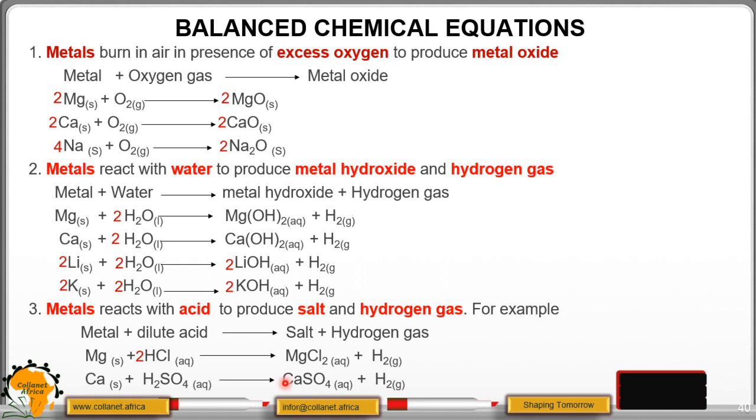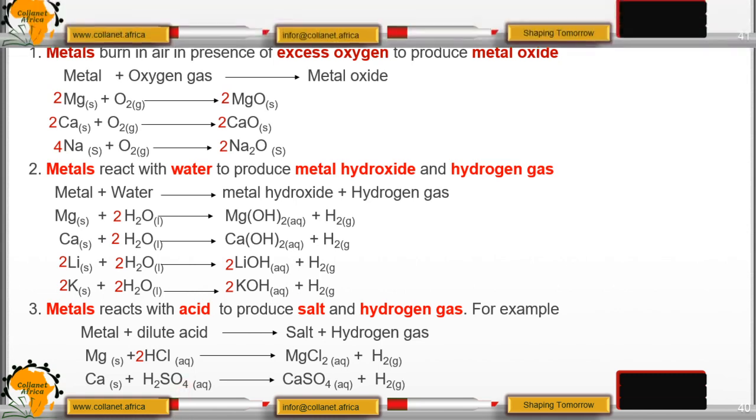Then calcium plus sulfuric acid, you form calcium sulfate and hydrogen gas. In this case, calcium has a valency of 2, sulfate a radical of 2, so they cancel out, so they interchange 1, 1, and the formula of the salt is calcium sulfate that way. Now let us check the number of atoms. Hydrogen 2, hydrogen 2, calcium 1, calcium 1, sulfur 1, sulfur 1, and oxygen we have 4, and these are 4, so the equation is balanced.